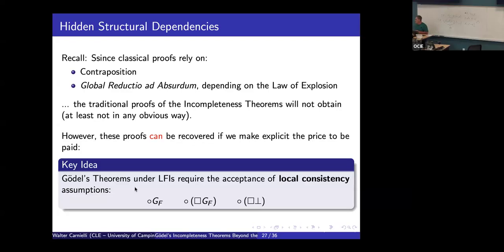Who said that? Valeria, you want to speak up? Yeah, I do, thank you. Hi, Walter. I'm having a problem with this last formula that you're trying to assume as your key idea. Because from what I understand of what you're saying, that last formula means it's consistent that falsum is provable. And this is something very strange to assume, isn't it? Circle means it's consistent, box means it's provable, and bottom is falsum. So how can I accept that as a key idea?